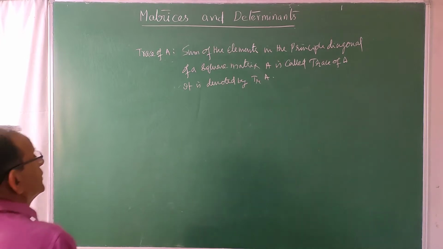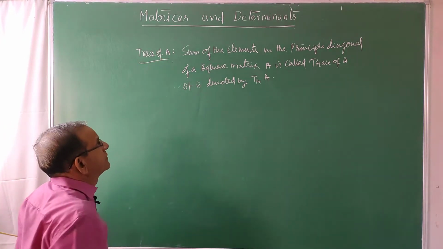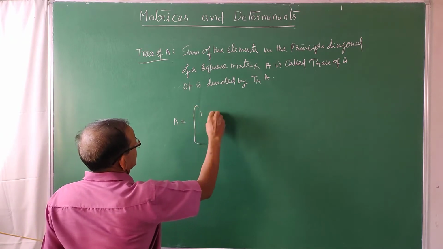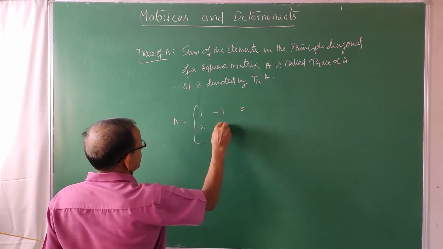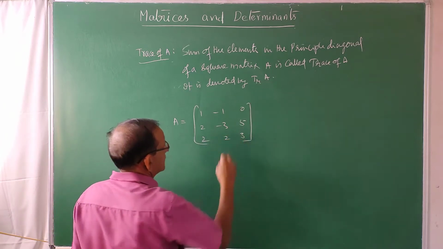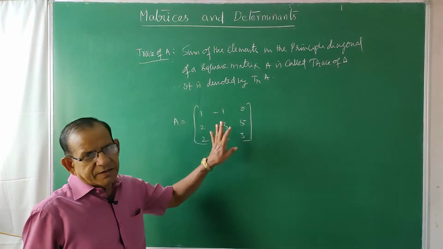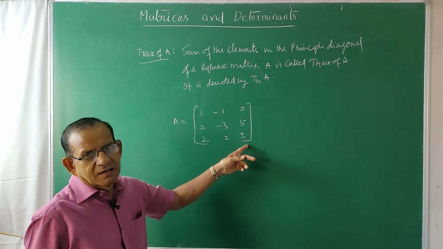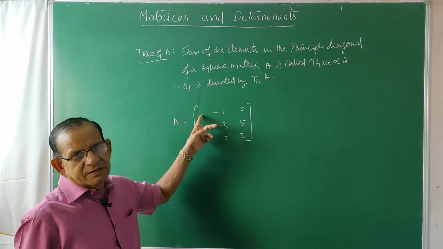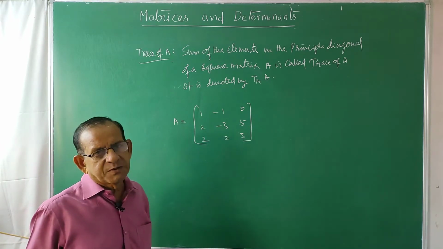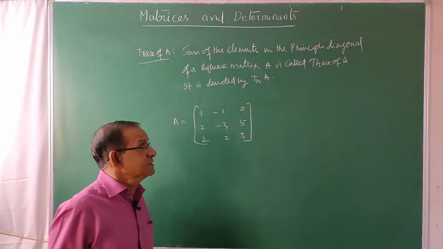Now we have to discuss the trace of A. If you take a matrix like this, 1 minus 1 0, 2 minus 3 5, 2 2 3, it must be a square matrix first of all. Then this is called the principal diagonal. Starting with the first element, the diagonal is called the principal diagonal. The sum of the elements in the principal diagonal of a square matrix is called the trace of A.